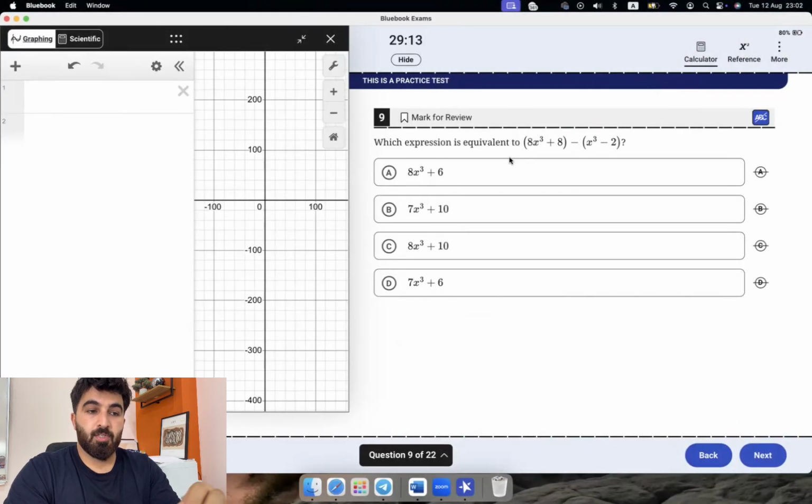Nice one. Which expression is equivalent? Oh, how can we do this question using the Desmos calculator? You can type this one into Desmos, okay?